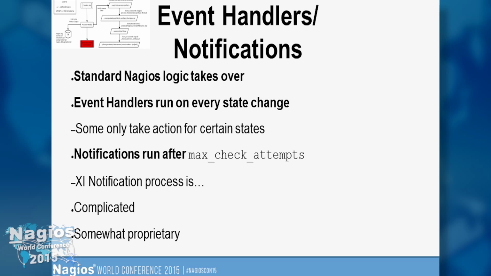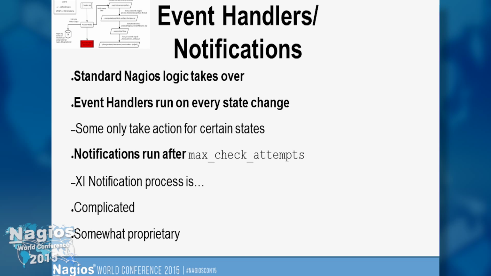Event handlers run on every state change. So if a check is okay for 10 minutes and then becomes a warning or a critical, you'll have an event handler run. An event handler is basically just a script. It can be Perl, Bash, Python, whatever. That can be used to kind of react in an automated fashion to certain events.